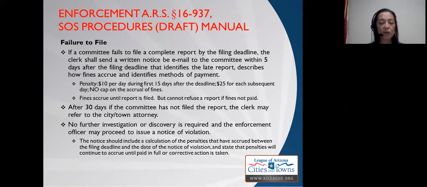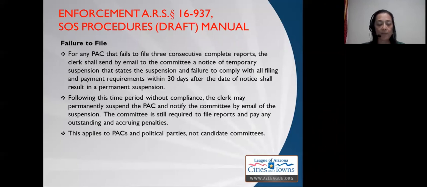There's no additional investigation or discovery required, which means you don't have to get a response from them or wait for more information. This is pretty straightforward. After a certain period of time, you can send it over to your attorney for enforcement. If you have a political action committee that fails to file 3 consecutive reports, then you can issue that notice of temporary suspension. And if they don't comply at a certain point, then you can permanently suspend them.